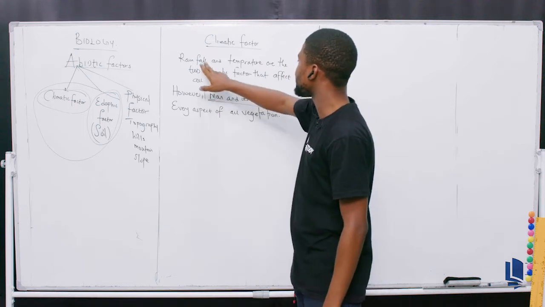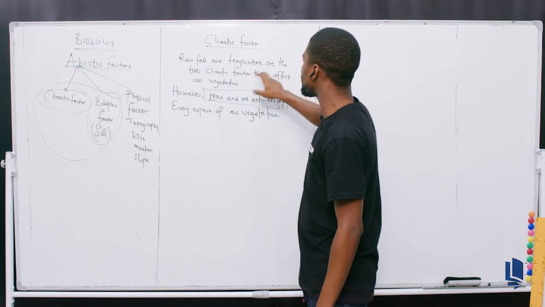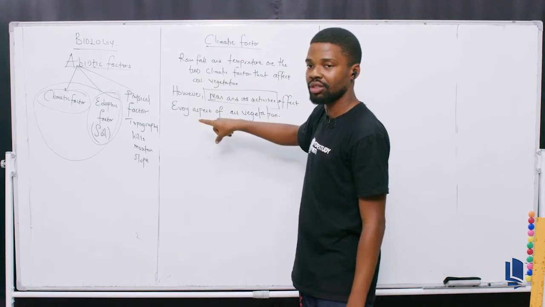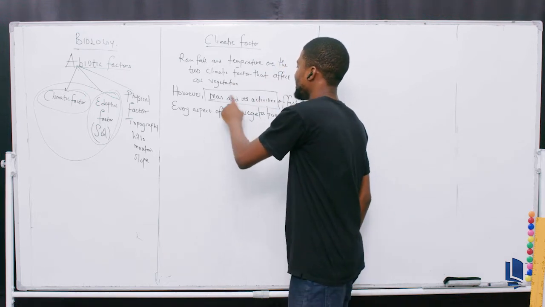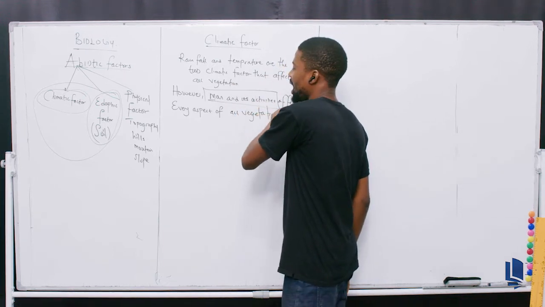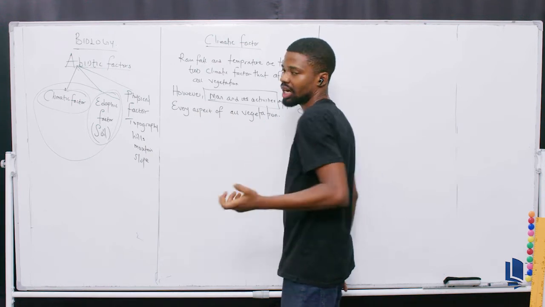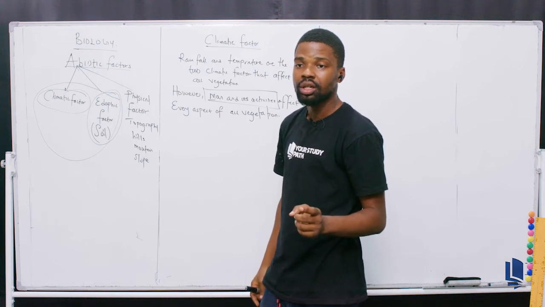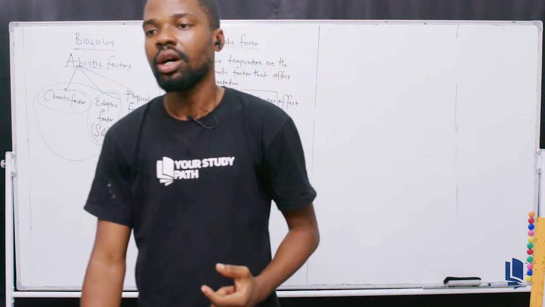Okay, now listen. I said rainfall and temperature are the two climatic factors that affect all vegetation. However, man and its activities affect every aspect of all vegetation. I believe you can hear me now. All right, let's move on.